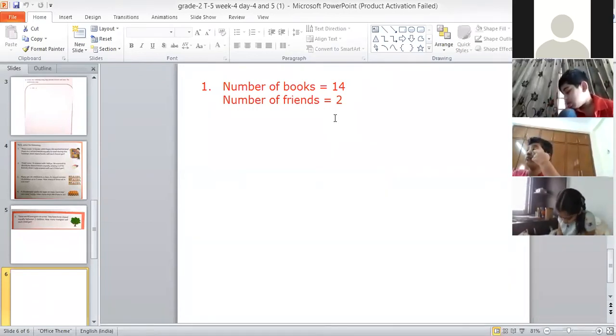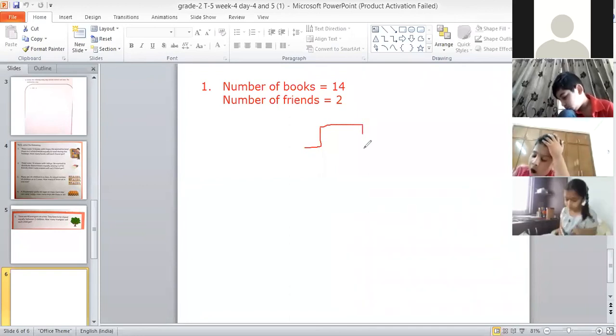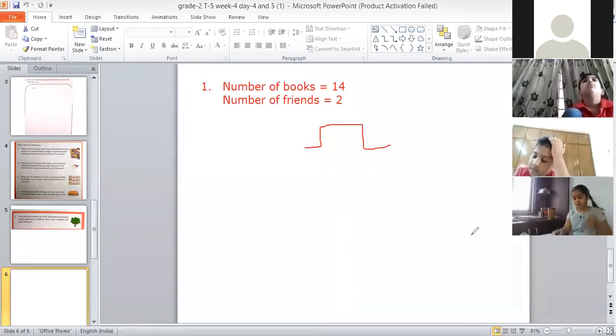Now what we have to do here is distribute these 14 books equally between 2 friends. So we have to divide the given numbers. Yes, children, you will leave 2 lines and then you will write this. Now here we have 2 numbers, 14 and 2. Always remember that we write the bigger number inside. So 14 is bigger, so 14 we will write inside and 2 we will write outside because 2 is smaller than 14. Right? Now you have to recall 2 table.